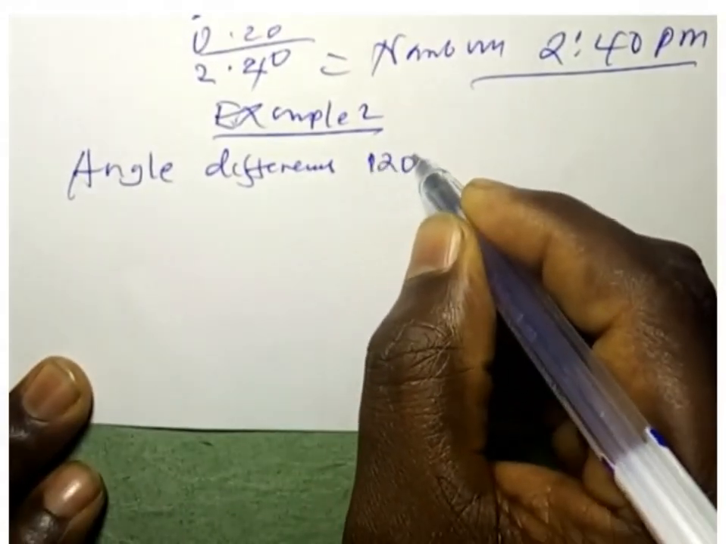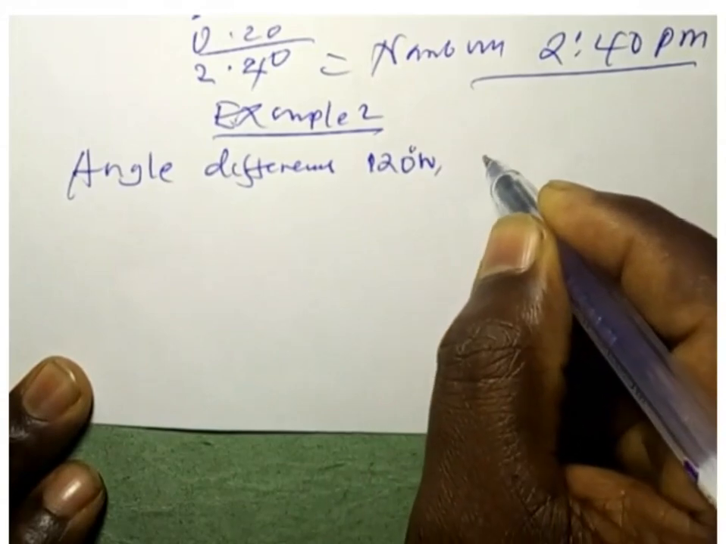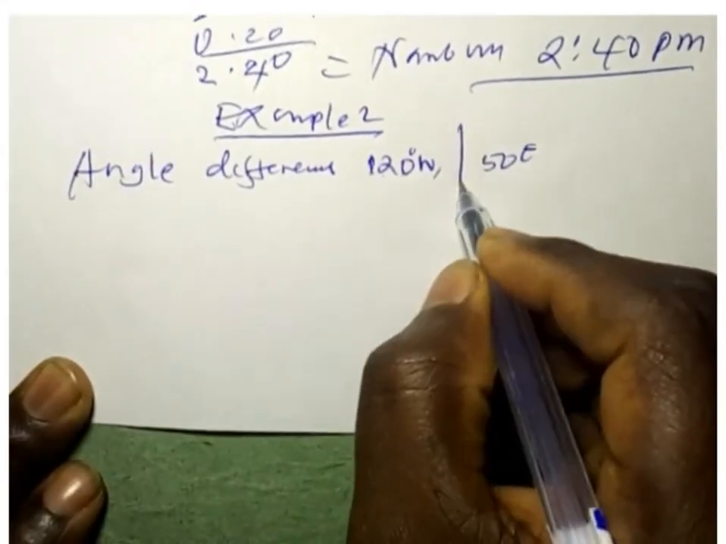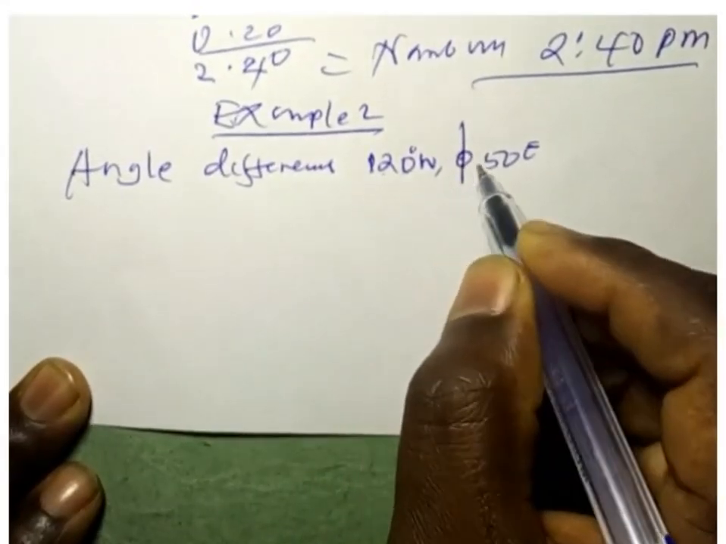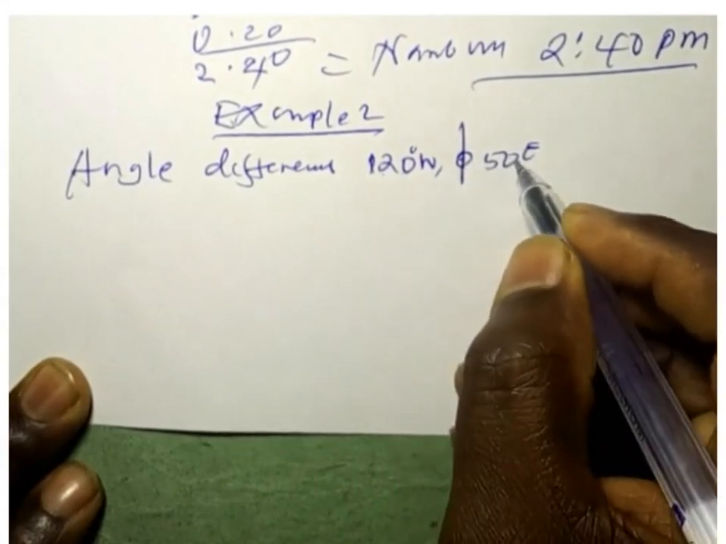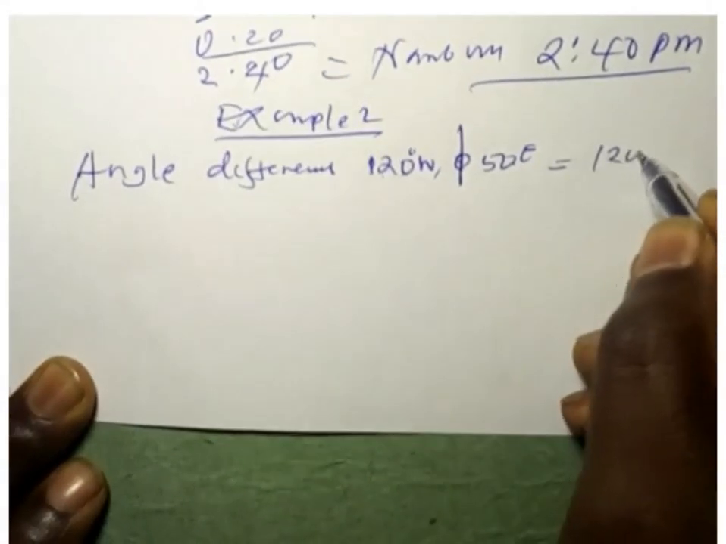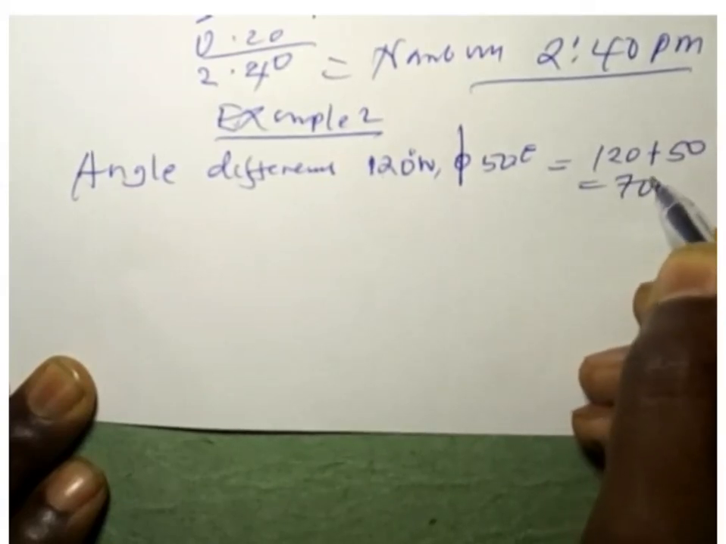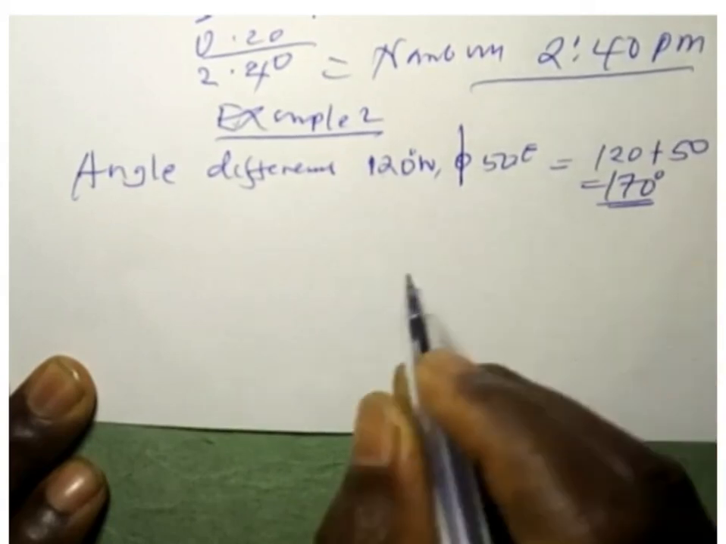Remember, we have 120 west and then 50 east. So it is from 120 west to the Greenwich meridian, which is 0, and then from 0 to 50. So that's why we are going to add 120 plus 50. So the angle difference is 170 degrees. That is the angle difference.